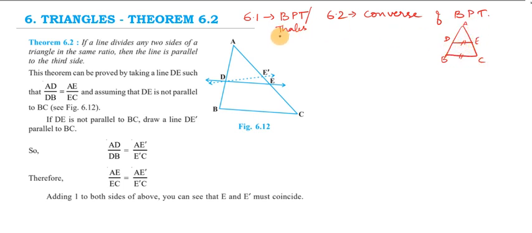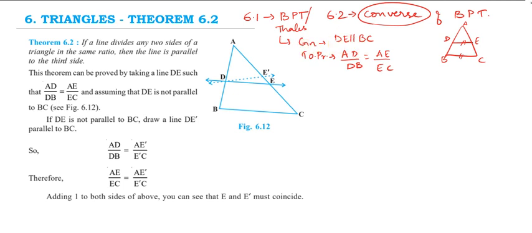So under the BPT theorem, the given data was that DE was parallel to BC, and we had to prove that it was dividing in the same ratio. That is AD by DB is equal to AE by EC. Here this is the converse. Converse means whatever was given in the previous theorem becomes what we have to prove, and whatever was to be proved becomes what is given. So that you can see here.